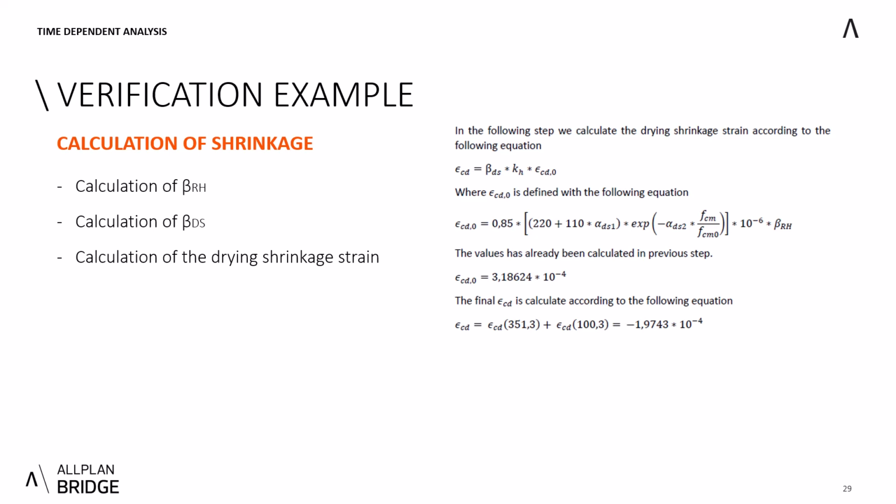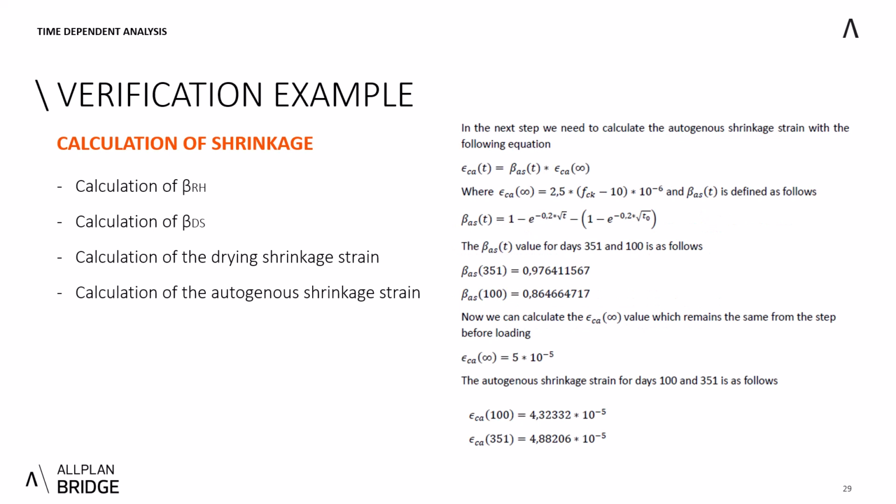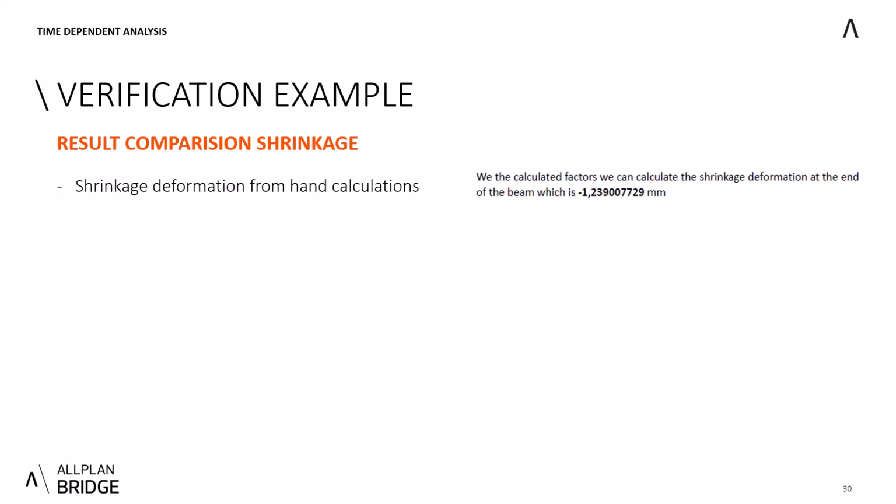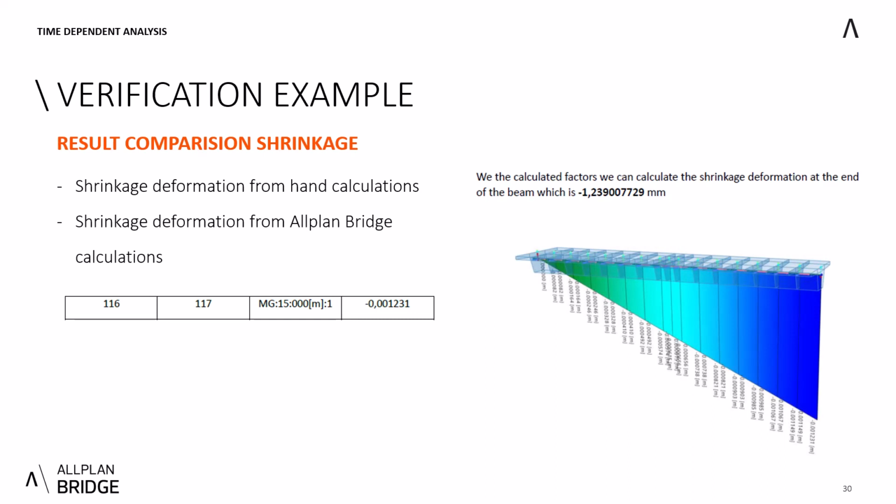So of course, once we calculate the beta factors, we calculate the drying shrinkage strain, and of course we calculate the autogenous shrinkage strain. And of course, if we compare the results to Alpine Bridge, on the bottom left we see the shrinkage calculation that we get from Alpine Bridge, and on the right side we see the results that we have calculated by our hand calculation. So we see we are pretty spot on with this result, so we get kind of the same results compared to our hand calculations and compared to the Alpine Bridge example.